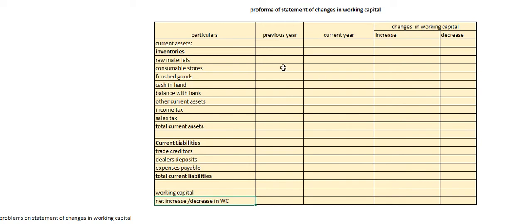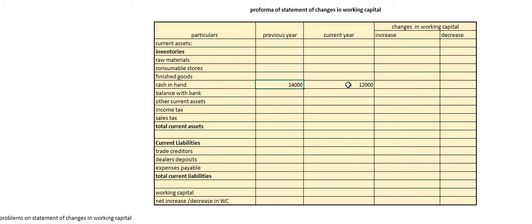Moving on to giving you an example, I will take any one item in current assets, and I will tell you how basically we are working out the statement of changes in working capital. For example, your cash in hand for the last year is 14,000 and for the current year it is 12,000. If you see, cash in hand has decreased from previous year to current year. So what is the decrease amount? 14,000 minus 12,000, it is 2,000.